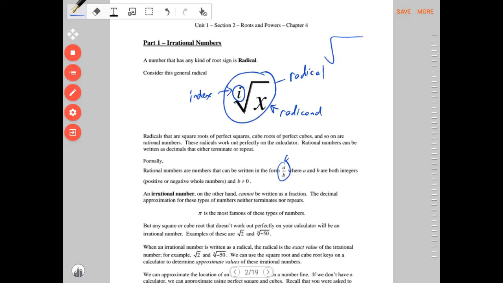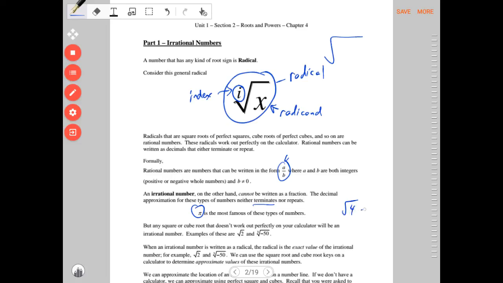The decimal approximation for these types of numbers never terminates, so it never stops, and it never repeats. Okay, the most famous of these numbers, of course, is pi, right? Never stops, never repeats. But any square root or cube root that doesn't work out perfectly on your calculator will be one of those irrational numbers. So root 2, that's a good one. Root 2 does not work out nice on your calculator. It gives a decimal that doesn't stop, doesn't repeat. The cube root of negative 50 doesn't stop, doesn't repeat. Okay, so those are examples of irrational numbers.